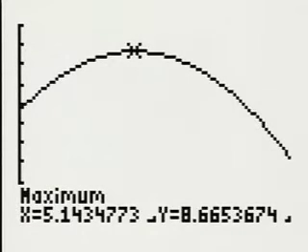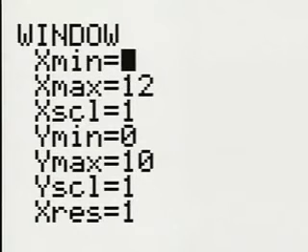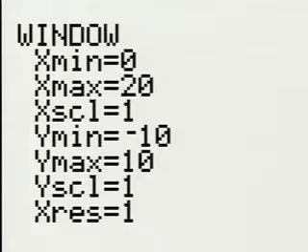For part B of this problem, we want to estimate the rate in the year 2010. What we're going to do there is adjust our window settings. We're going to change x max so that it is 20. That would put us in the year 2012, which is past what we want. Now y min, we're not sure what's going to happen, so let's go down to negative 10 just in case. We'll keep our y max at 10 since we saw that the peak was not past 10, and we'll keep our scale at 1.